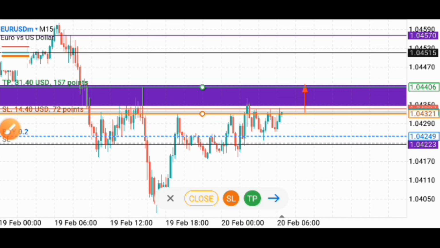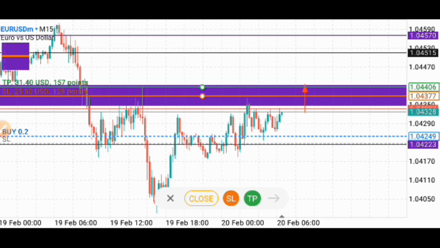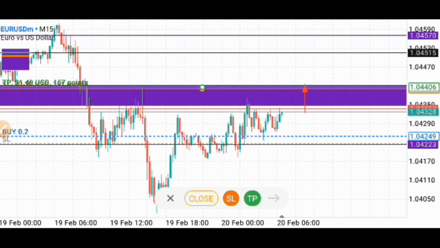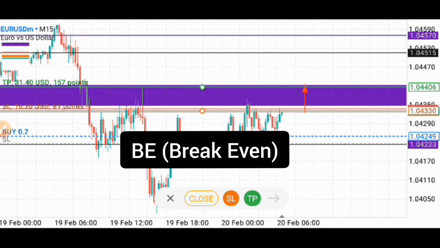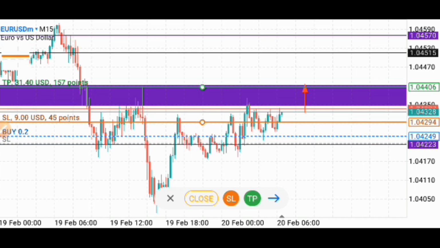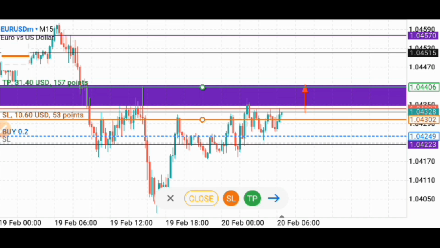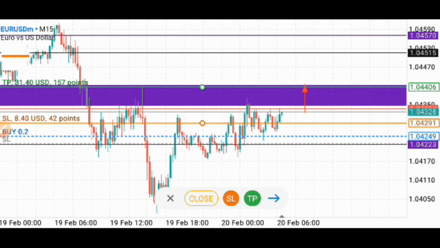So whenever you have a good opportunity like this to make profit in the market, it is advised to set a BE, break even. BE, break even in Forex, means you are lifting your stop loss above your entry, so that if the market comes against you and hits that stop loss, you close out with some profits.